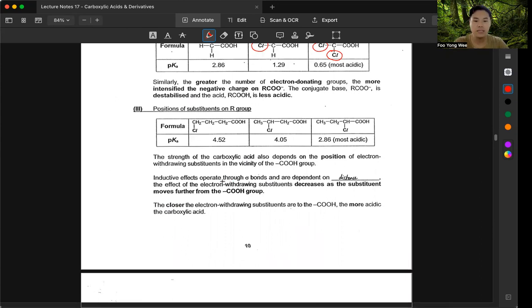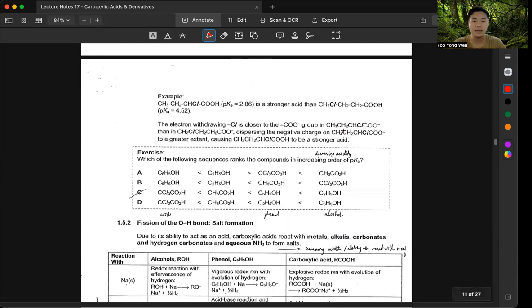Okay, so this effect is called inductive. It operates through sigma bonds and is dependent on distance. The effect of the electron withdrawing substituent decreases as it moves further away from the carboxyl group. The closer the electron withdrawing group, the more acidic. Let's take this example here. You have the Cl far away, and the pKa is only 4.52. As you bring the Cl closer, the pKa drops. And if it's just next to it, then it will be the most acidic.